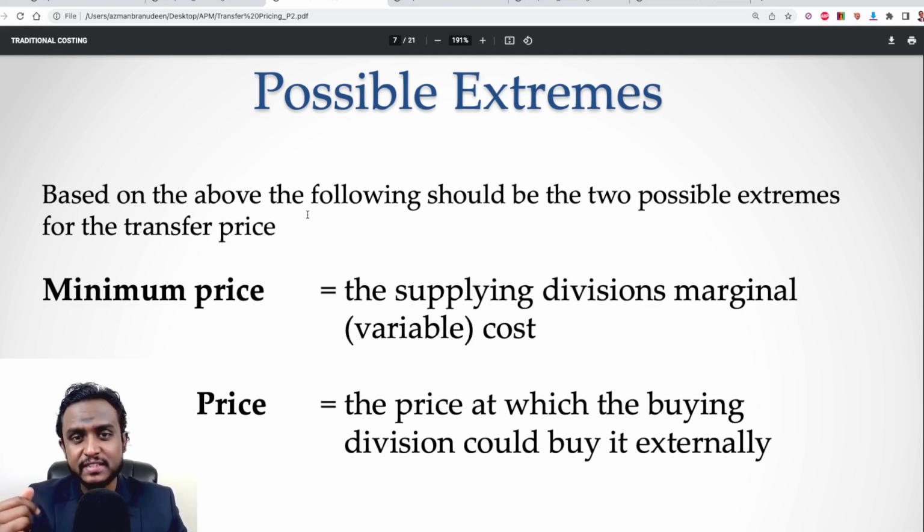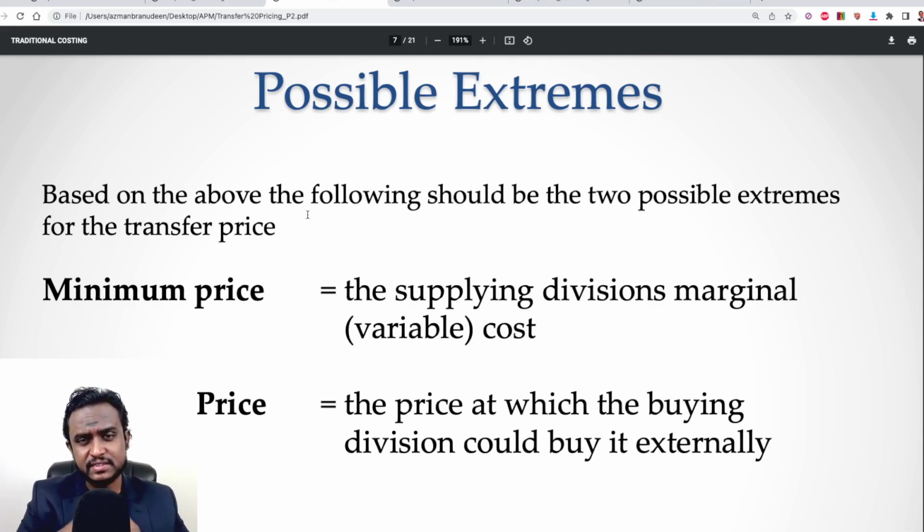The maximum price I will be willing to buy it at is the price that you sell the product at to the external market. So the external selling price, the external market price, is the maximum, because I'm definitely not going to pay you more than that. That's the maximum transfer price.